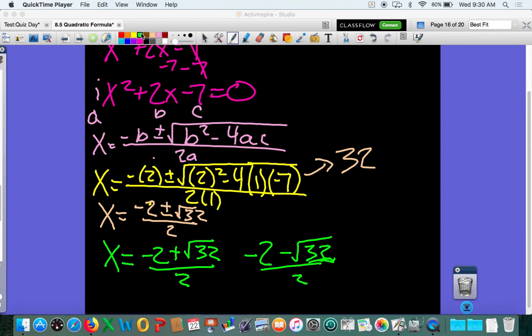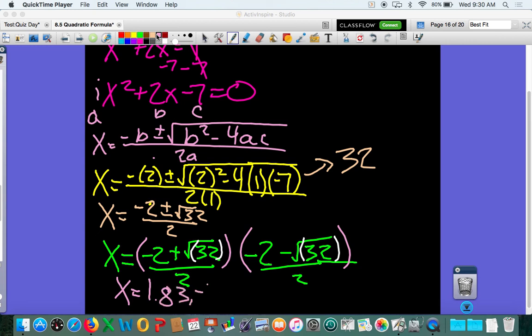Now you'll plug it into your calculator. And when you plug it in your calculator, if you have that fraction button, just go ahead and hit the fraction button. If you don't, remember you need 2 sets of parentheses like this. Right? And then when you solve them, you get an answer of x equals 1.83 and negative 3.83. And those are your roots. And your zeros, where you're going to cross the x-axis.